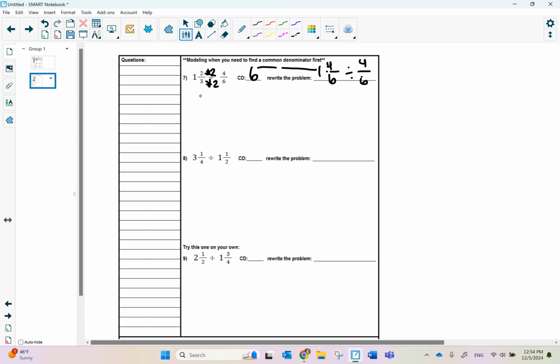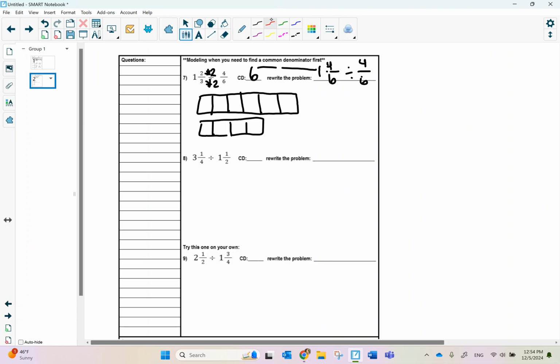So we've got 1 and 4 sixths. So we draw one whole. We cut it into sixths, which is 5 lines. 1, 2, 3, 4, 5, 6. And then we have 4 more little sixths as well because we have 1 and 4 sixths. So 1 whole and then 4 of those 6.